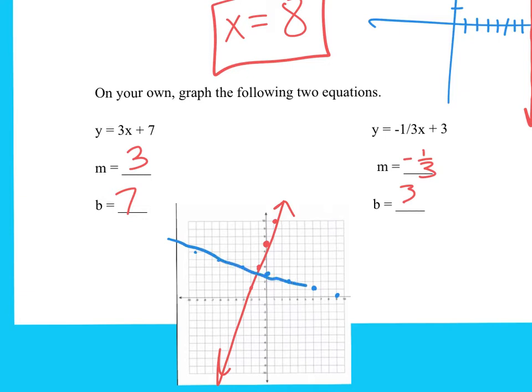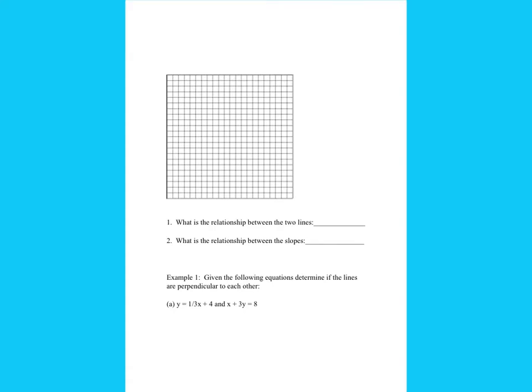So, do we see what these lines look like? Perpendicular. Let's write it. So the relationship between the two lines is perpendicular, which basically just means that they intersect at a cross, okay? Or like a plus sign.